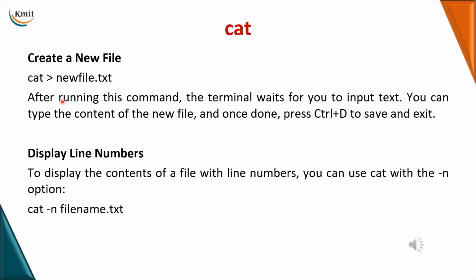If you want to create a new file, it is cat and the name of the file, where it goes for creating a new file, and you can start typing your text, and whenever you're done typing the text, you can just press Control D. If you want to display the line numbers of the file being displayed, you can specify cat -n. So these are all the list of commands which are present in Linux.